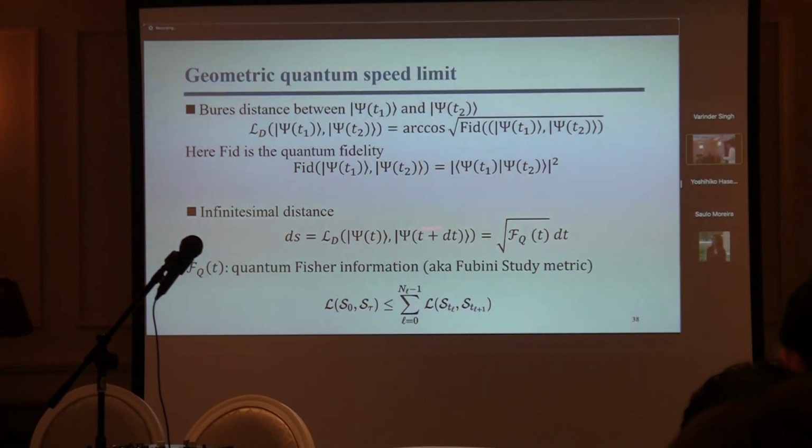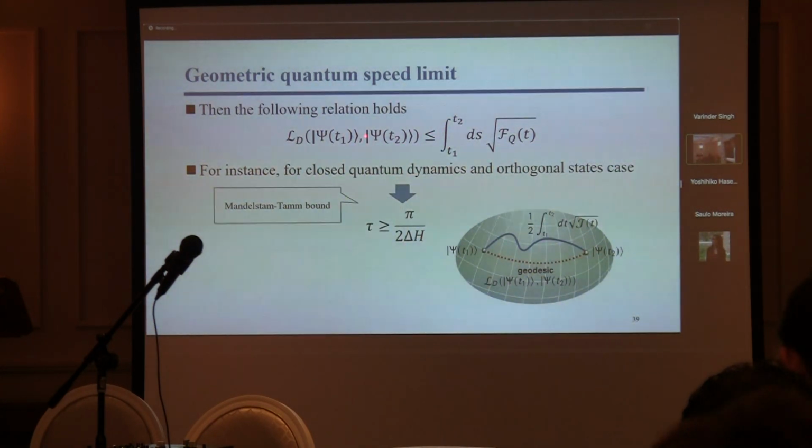Then substitute this expression into this triangle inequality. Then this very well-known geometric QSL can be obtained. And by using this geometric QSL, it is possible to derive the MT bound. For instance, for closed quantum dynamics, this quantum Fisher information becomes the standard deviation of the Hamiltonian, and this part becomes pi over t, I think.